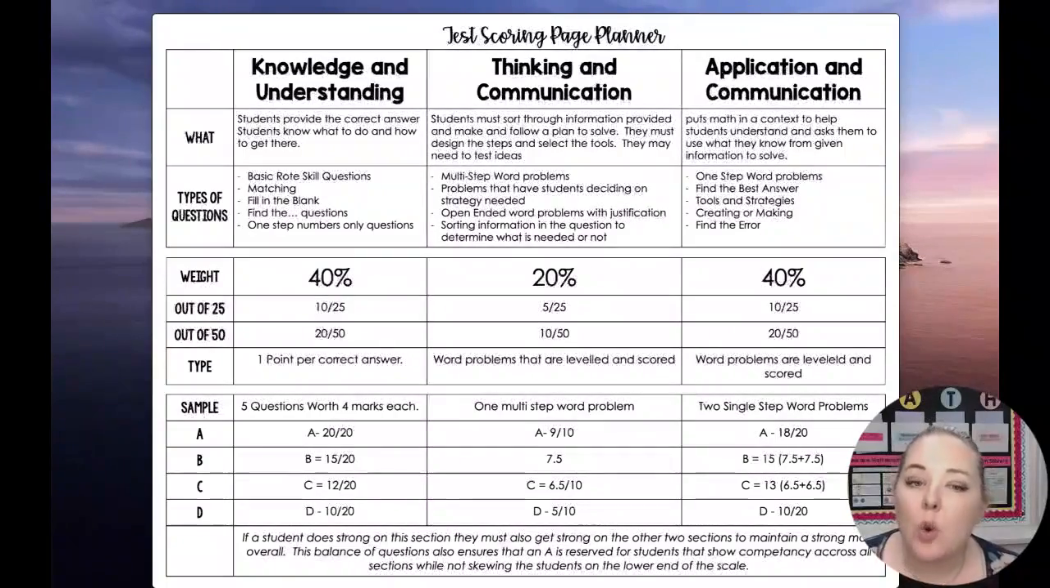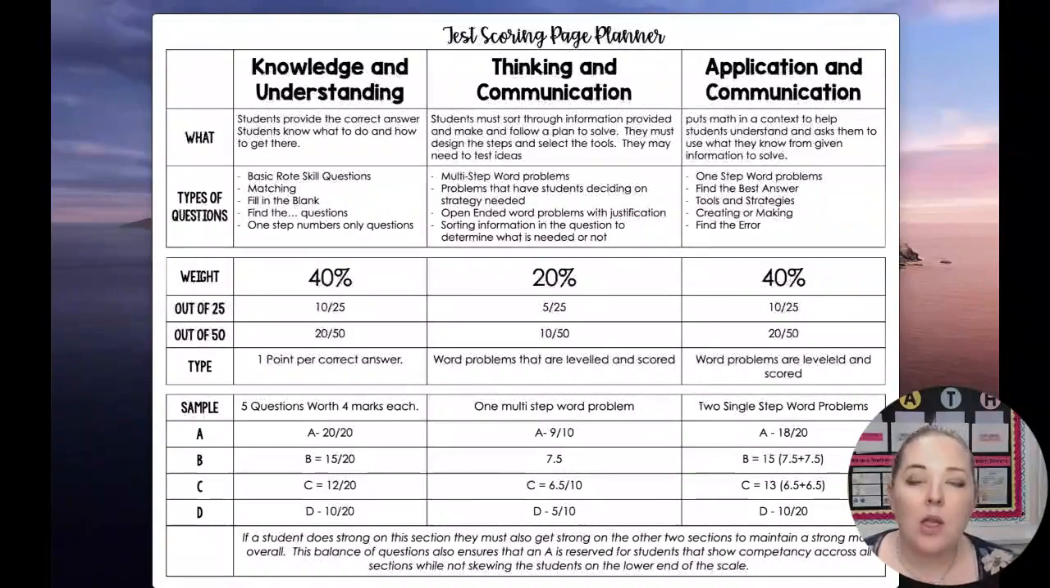This is going to be worth 20% of your overall test mark. So out of a question out of 25, it'll be worth 5 marks. And out of a test out of 50, it'll be worth 10 marks. These are multi-step word problems. And again, if someone scores a 9 out of 10 on that word problem, they're going to get an A. And if they score a 7.5 out of that word problem, they're going to get a B, and so on and so forth.